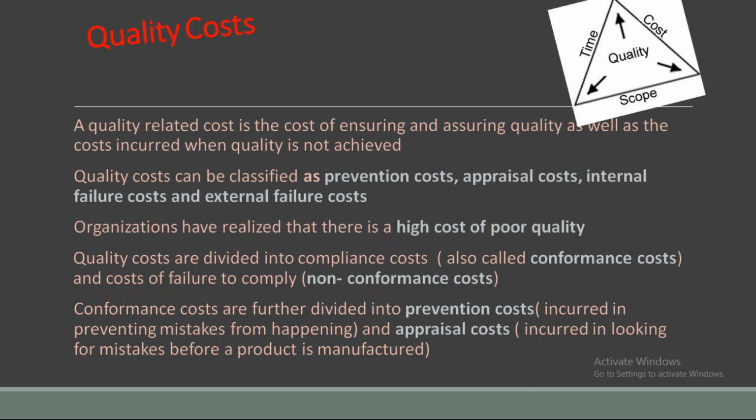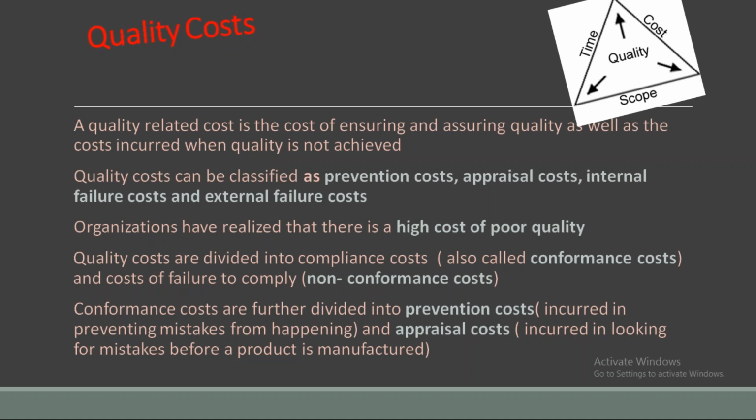You can prevent quality failures by having the right material, by having the right people, by having the right machines. So that is what we call prevention cost. It is initially what we incur to prevent mistakes from happening.